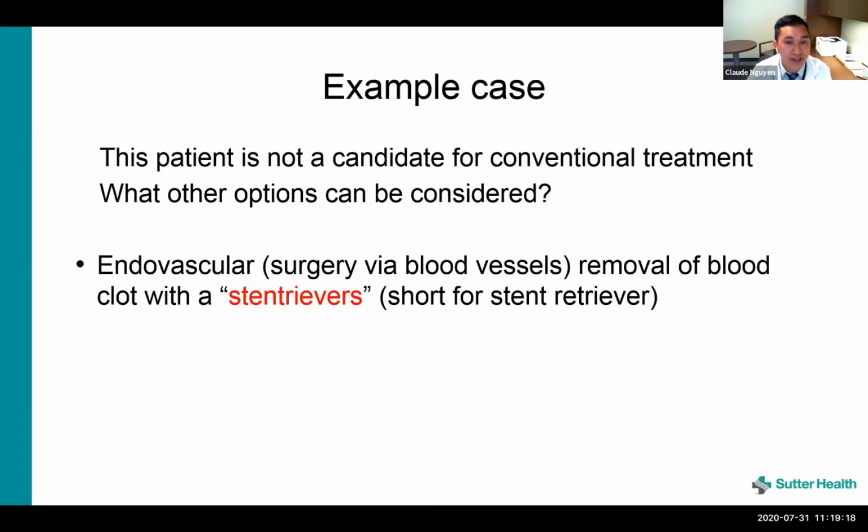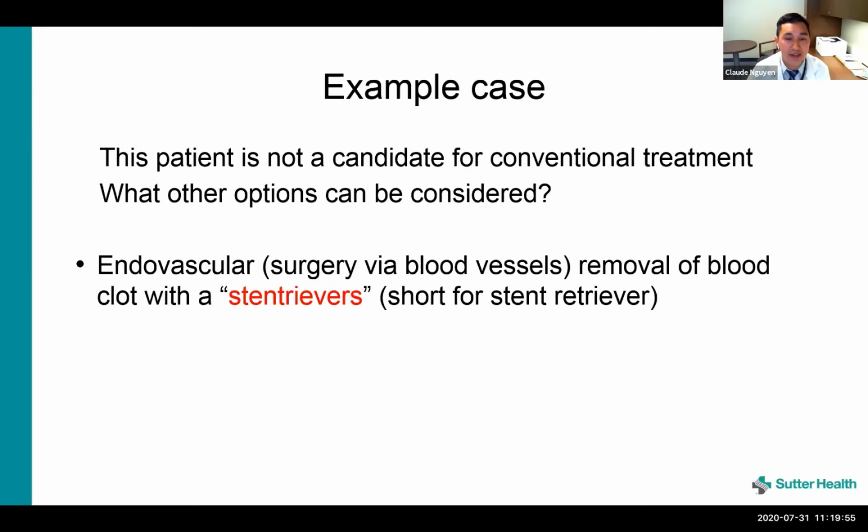And so he might be a candidate for that blood thinner that we talked about, but he needs to be evaluated more closely for that. So aside from that blood thinner, what other options do we have that we can potentially consider for this patient? The one that you may have heard about in the recent few years is something called endovascular clot retrieval, or a technology called Stentrievers, which stands for Stentretriever.